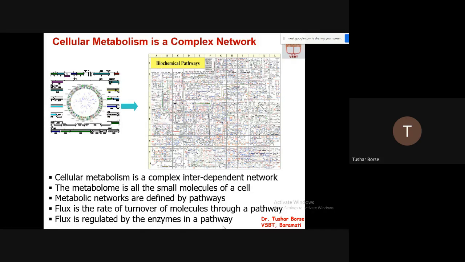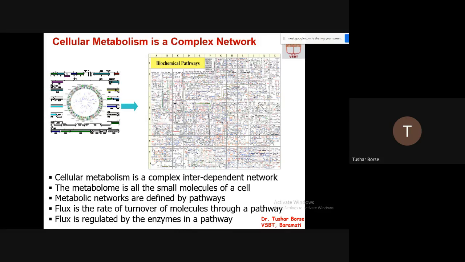So that reaction may have a typical rate. The moment the glucose is inside, glucose is converted into glucose 6 phosphate. So maybe at this point I can say that the rate is very high. But now this glucose 6 phosphate has different fates. Either it can enter the glycolysis pathway, it can enter glycogen synthesis, it can enter the pentose phosphate pathway, etc.